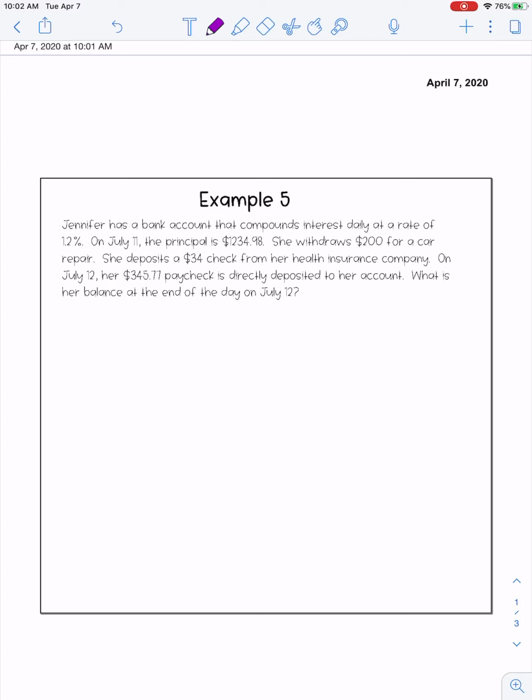I'm going to go over this example first, and then you could do the check your understanding. So we have Jennifer. She has a bank account. It compounds interest daily, so that's important. My rate is 1.2, and her principal is $1234.98. There's some things happening in this problem. It says she withdraws $200, she deposits $34, and then some other stuff happens on July 12th. So we're just going to look at July 11th for now.